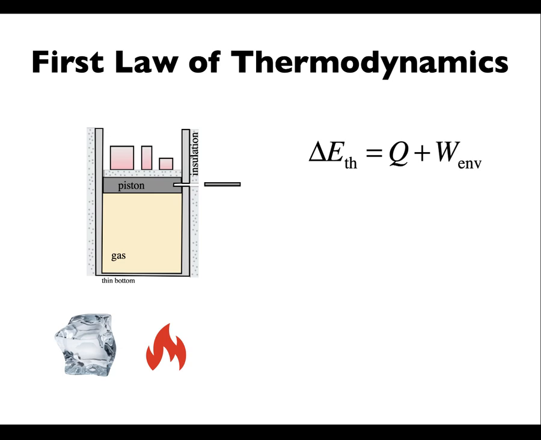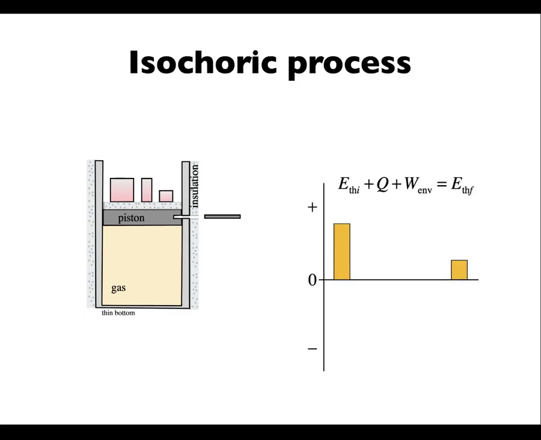Okay, so just to think about this in terms of the first law of thermodynamics, we're going to go through some special cases. So remember, the first law of thermodynamics is just the change in thermal energy is equal to heat plus the work done by the environment. Okay, so here we have this setup. For an isochoric process, we lock the volume. We put a little pin in so the piston can't move up and down. That means our change in volume is 0, which means our work is inherently 0.